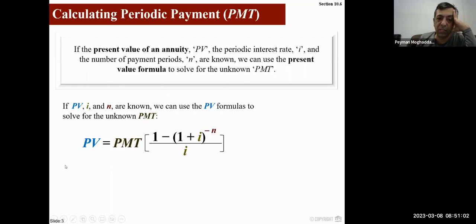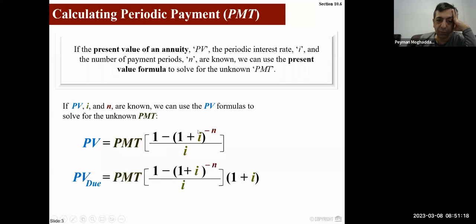So we can basically use this equation to find what's a PMT, right? So it's very easy. You know this. You know all these guys. So this guy PMT is going to be PV divided by the whole whatever it is here. So right, so it's going to be like that.